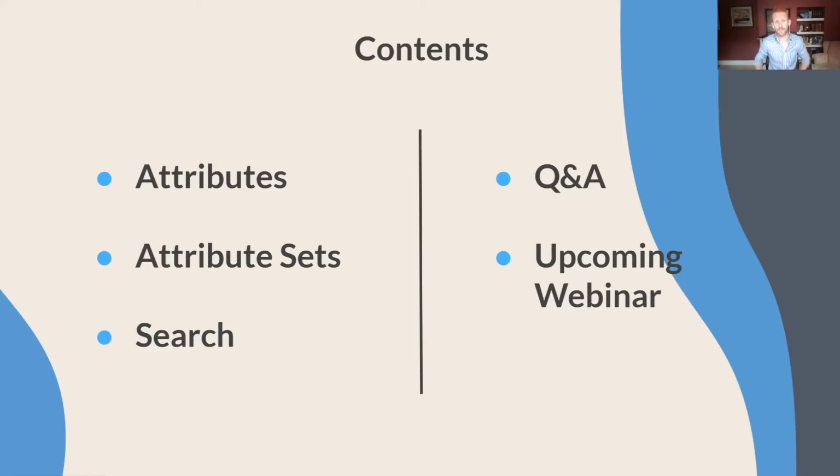I'm going to jump straight in. The first part is just going to be to run through the content, and then secondly, we're going to get straight into the PastView platform and run through a couple of bits of the training that we want to pick up on today. First and foremost, we're looking at attributes, attribute sets, and the search. And as we've mentioned, Q&A at the end and upcoming webinars of what is next.